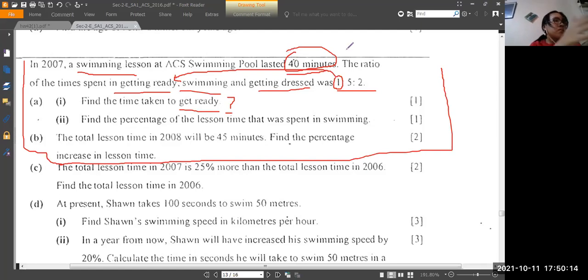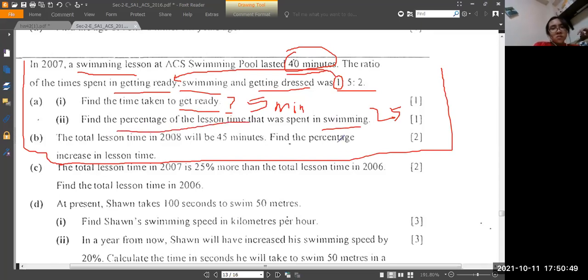Okay, so 1 unit is 5. Yes, so the time taken to get ready is 5 minutes. Swimming. They ask, okay, so what's the time for swimming? Swimming time is 25 minutes, but they want to find the percentage of the lesson time that was spent. How do you find percentage? Percentage of the lesson time.